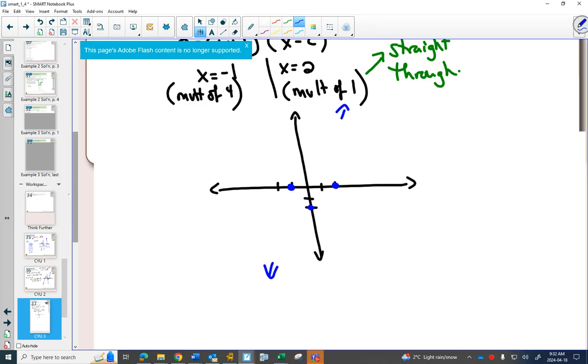This multiplicity of 4 tells me it's going to bounce. Smooth around, bounce through it, go through my y-intercept. This one has a multiplicity of 1. It needs to go straight through. And we have our graph with a bounce and a straight through because of multiplicities.